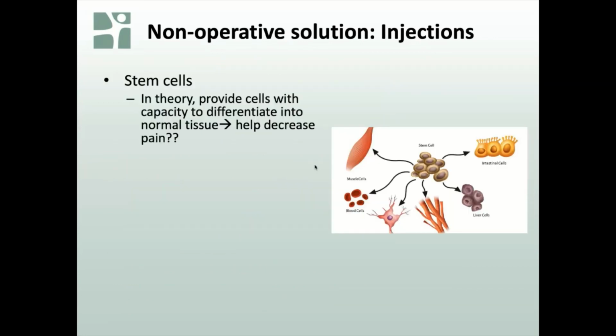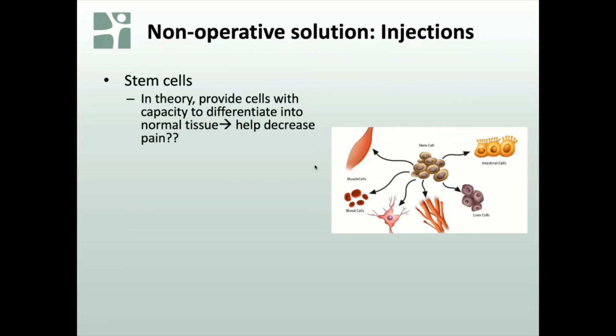The next kind of injections we talk about are more biologic injections, which include stem cells. So stem cells are things you almost certainly have heard of recently in the news. So the idea behind stem cells is that they are progenitor cells, which means that they're very primitive cells that can theoretically develop into any number of different cell types, including muscles, liver, intestine, even brain cells or blood cells.